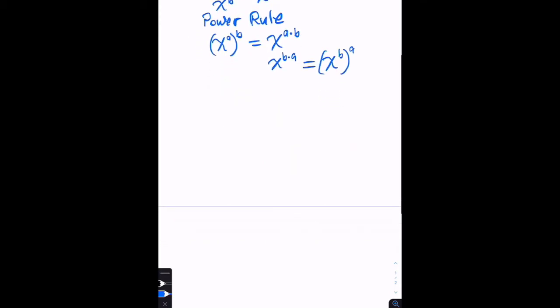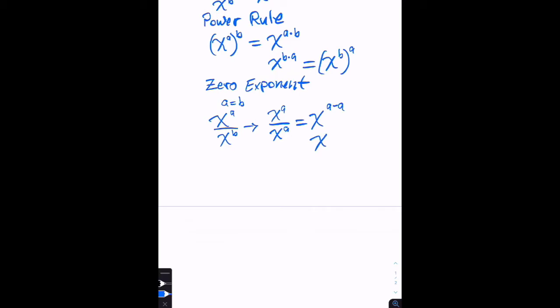As we're talking further, we have to recognize that there are other things that we need to talk about in exponential rules. One's called the zero exponent, and the zero exponent rule goes like this. We're talking about a and b, but what if a is equal to b? Then we can pretty much say this: x to the a over x to the b is the same as saying x to the a over x to the a. But we already said that that's the same as saying x to the a minus a. A minus a, anything minus itself, is equal to 0. So this is x to the 0 power.